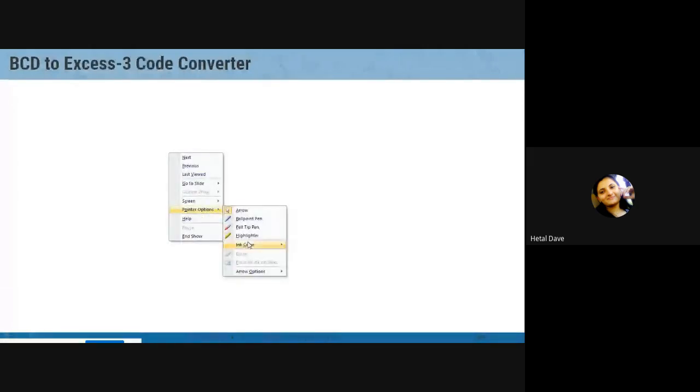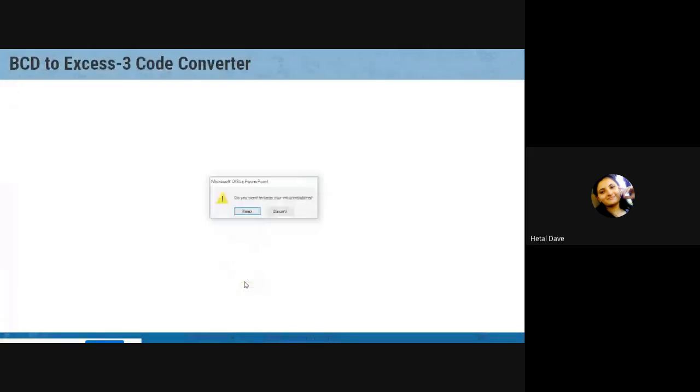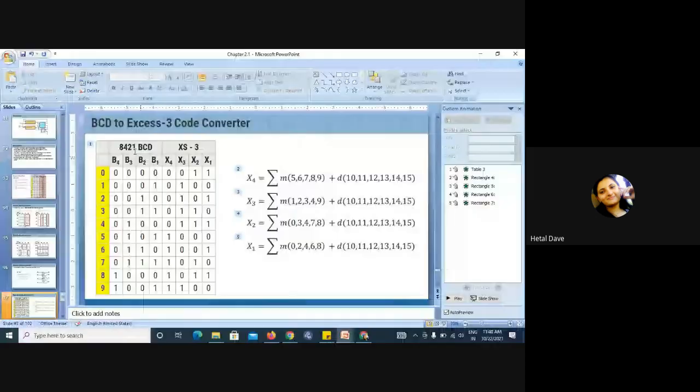See here, in this kind of topic, the input is also not mentioned. Why? Because BCD itself is a 4-bit code. So sometimes we need to understand what the input can be. BCD itself is a 4-bit code, so by default, it is a 4-bit BCD to XS3 code converter.